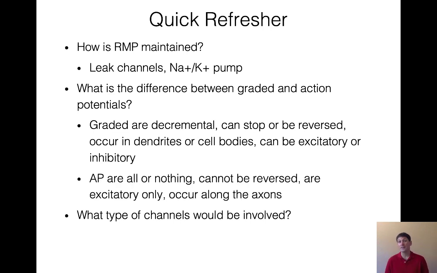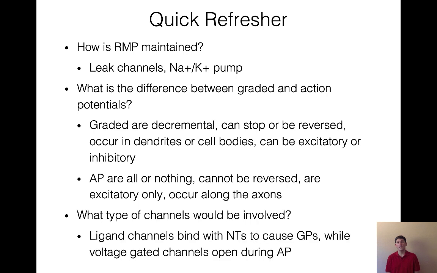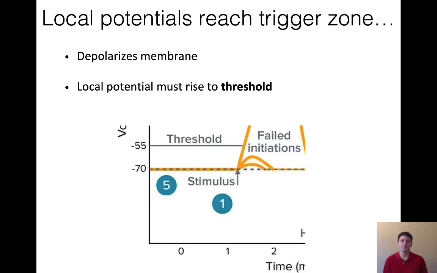Action potentials, on the other hand, are all or nothing. They're not reversible, and they are excitatory, and they occur along those axons. And then finally, what types of channels would be involved? Hopefully you said ligand-gated channels when neurotransmitters bind, and voltage-gated channels open during an action potential. Now we also, if you remember, said that in touch receptors we have mechanically gated channels that may or may not open. So basically all three of our channel proteins.